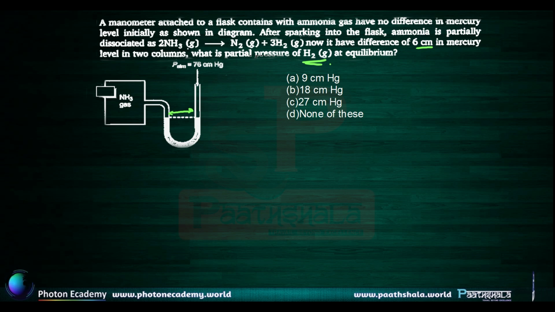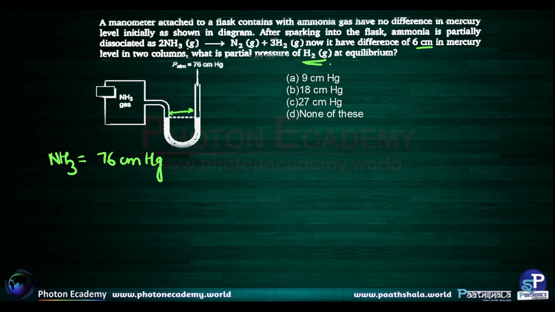So, what they are saying is that initially ammonia had a pressure of 76 centimeters of mercury. Why? Because this was the atmospheric pressure and this pressure was acting at this point in the manometer, and the pressure due to ammonia gas was acting on this point. And since in a fluid, the pressure at 2 points at the same level needs to be equal, therefore the pressure at this point will be equal to 76 centimeters.